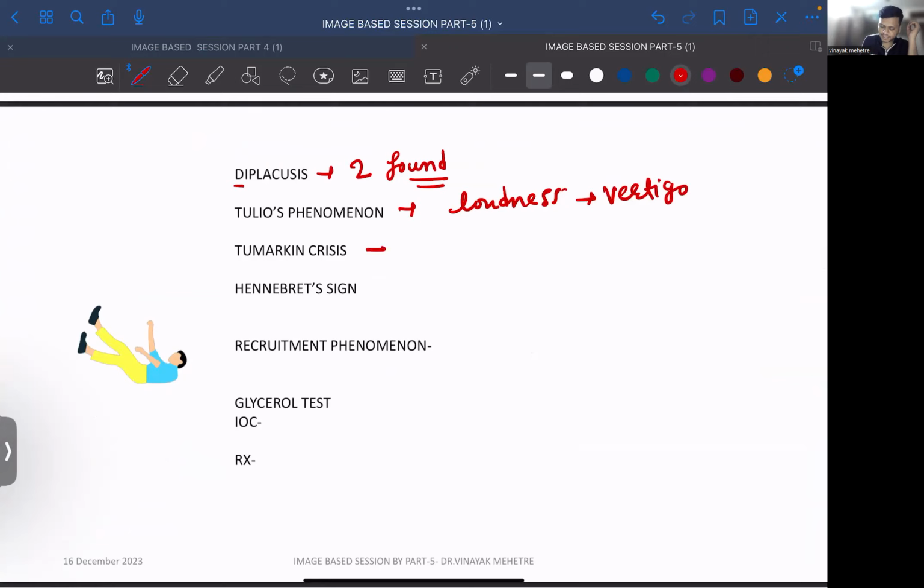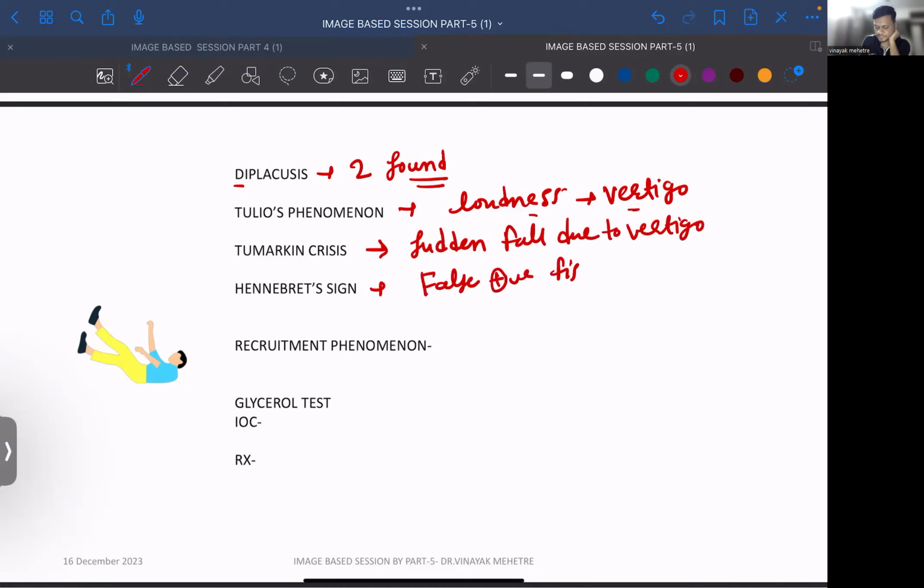Now comes Tumarkin crisis. What is the meaning of Tumarkin crisis? Loudness causes vertigo, right? Due to vertigo, there will be a sudden fall. Then comes Hennebert sign. Where else did we see Hennebert sign? That was syphilis, right? Yes, a false positive fistula sign.